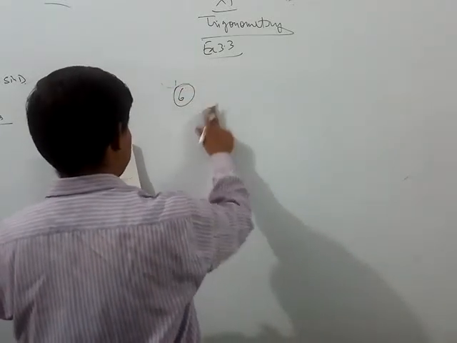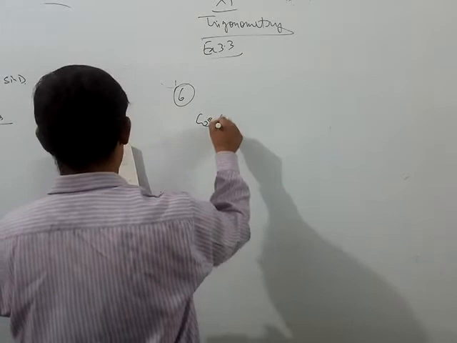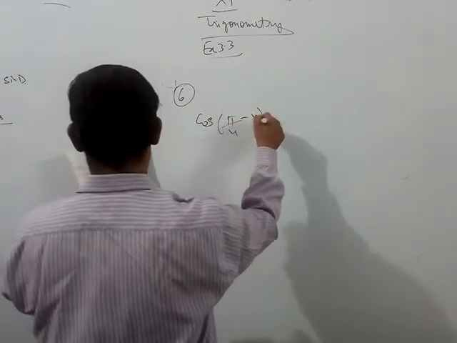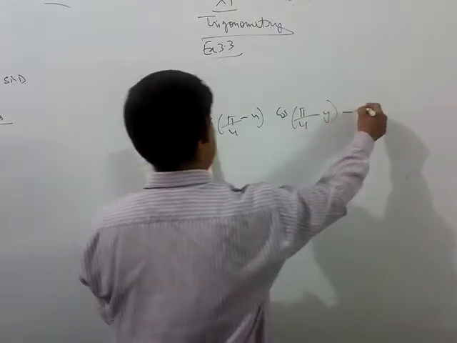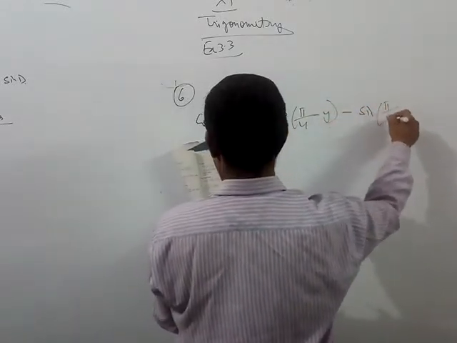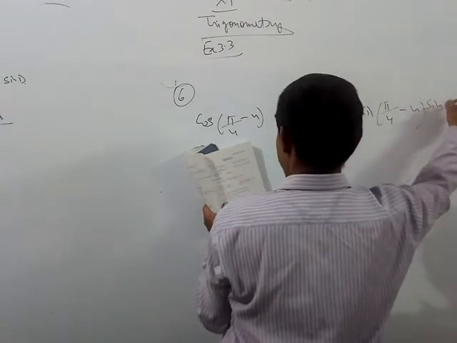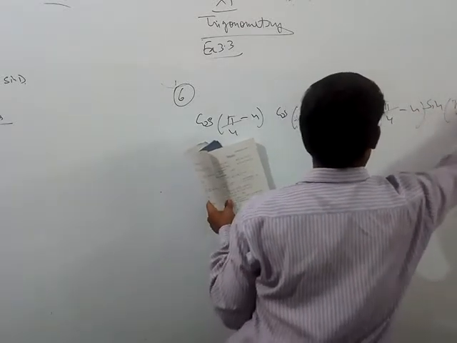This is sin, this is cos (pi by 4 minus x) cos (pi by 4 minus y) minus sin (pi by 4 minus x) sin (pi by 4 minus y).